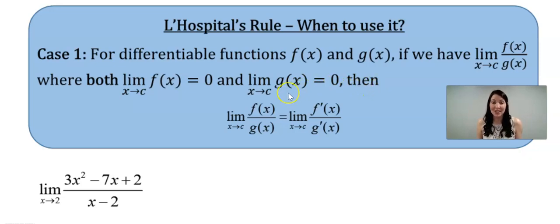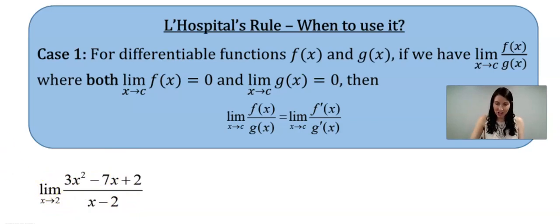That's L'Hopital's rule. The limit that we're trying to solve for is going to be equal to the limit as x approaches c of the derivative of f of x divided by the derivative of g of x. But in order to use this, these two conditions must be met. So let's make sure that is true of this first problem before using L'Hopital's rule.